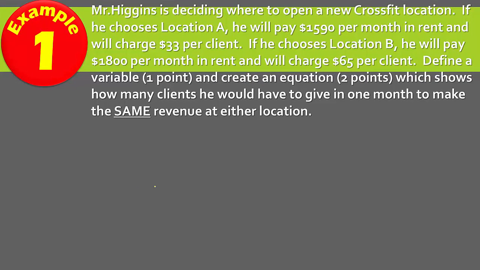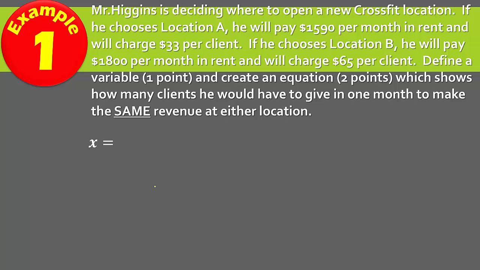Alright, so first example, Mr. Higgins is deciding where to open a new CrossFit location. If he chooses location A, he will pay $15.90 per month in rent and will charge $33 per client. If he chooses B, he will pay $1,800 per month in rent and will charge $65 per client. So we need to define a variable and create an equation which shows how many clients he would have to give in 1 month to make the same revenue at either location.